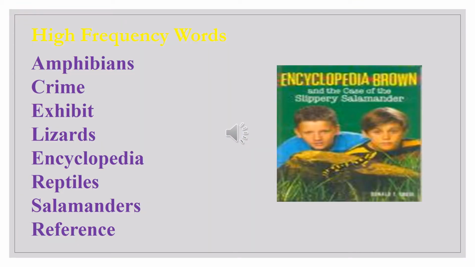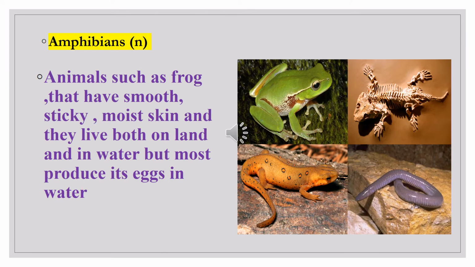And now we are going to revise the high frequency words of this story: amphibians, crime, exhibit, lizard, encyclopedia, reptiles, salamanders, reference. What are amphibians? Animals such as frogs that have smooth, sticky, moist skin, and they live both on land and in water, but most produce their eggs in water.